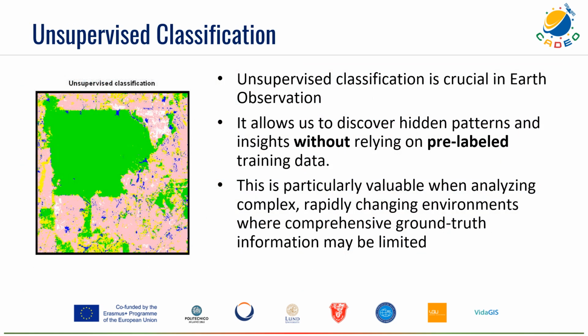Now, let's move to unsupervised classification. Unlike supervised classification, unsupervised classification does not require labeled data. Instead, it identifies natural groupings or patterns within the data by analyzing its structure. This technique is often used when we don't have prior knowledge of the classes or when we want to explore new patterns in the data.